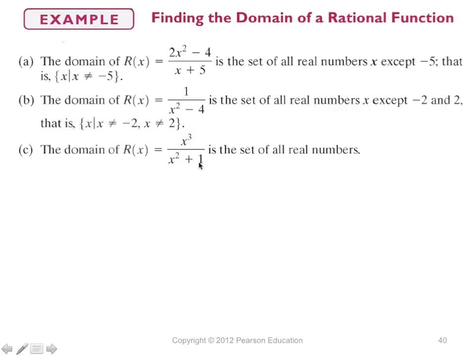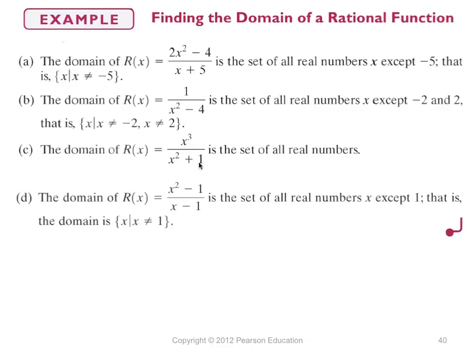And then if we look at this one here, the domain of x cubed over x squared plus 1. If you think about setting the denominator equal to 0, x squared plus 1 equals 0, that one's not going to factor. That's an imaginary one, so that one's going to be all real numbers.